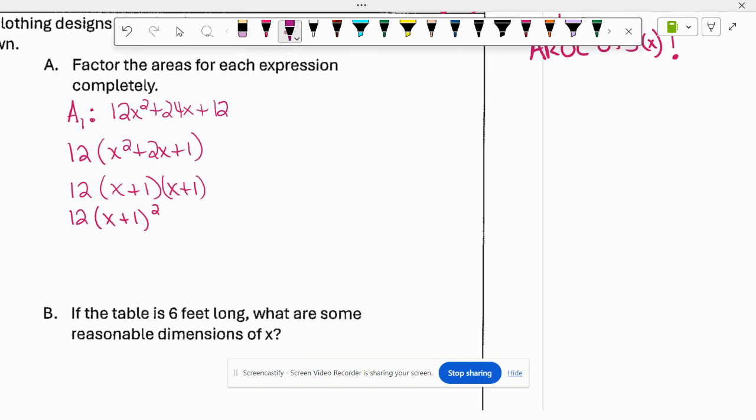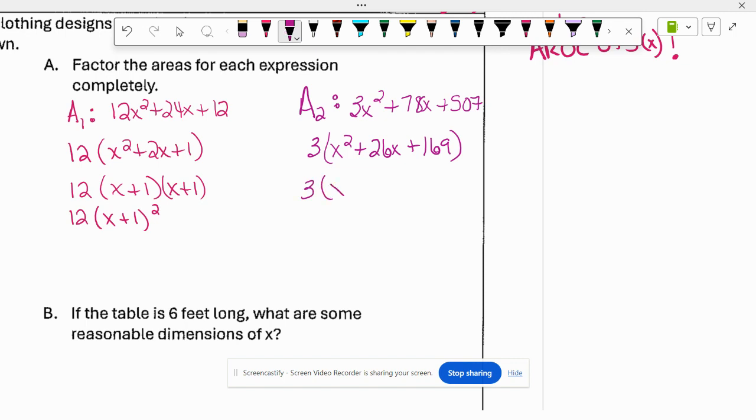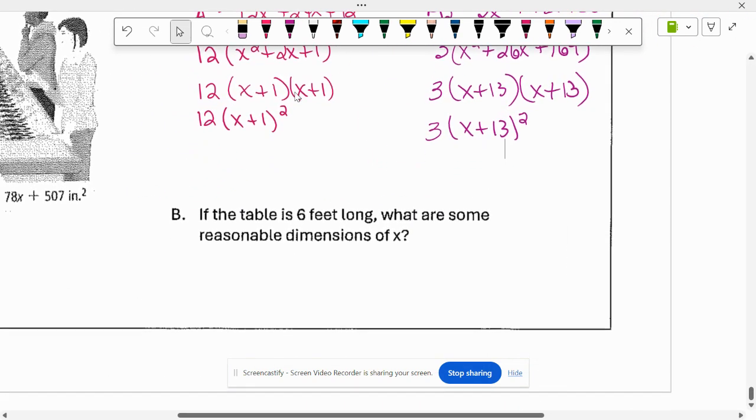Number 2, the area for the second piece of material, can be represented by 3x squared plus 78x plus 507. So I took a 3 out of here, and that left me with x squared plus 26x plus 169. And this factors out to x plus 13 times x plus 13, which is the same thing as saying 3 times x plus 13, the quantity squared. Okay, so those are the factors for each expression.